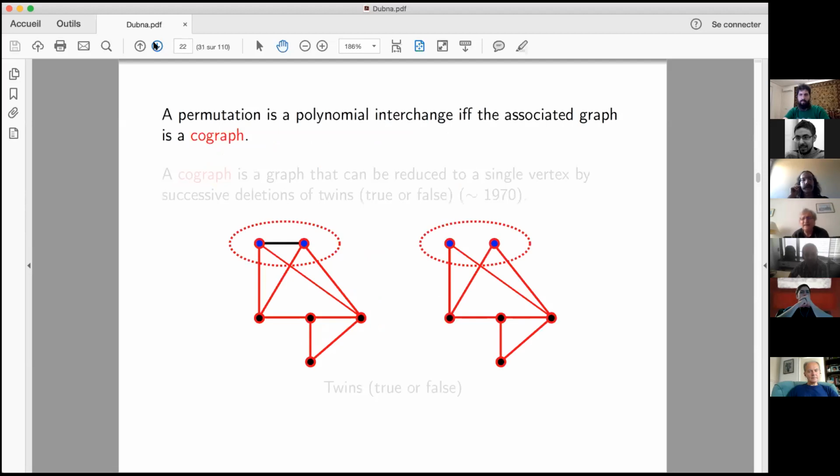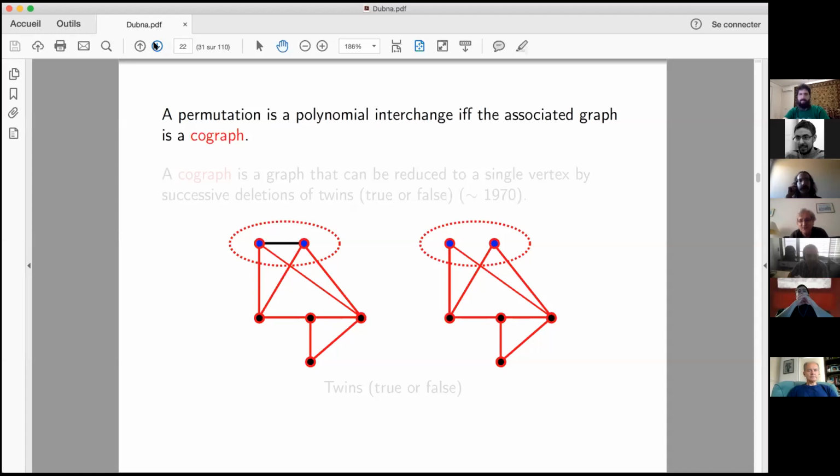Now, let me explain something. Very simple. A permutation is a polynomial interchange associated with a family of polynomials if and only if the associated graph is a cograph. Now I should tell you what a cograph is.